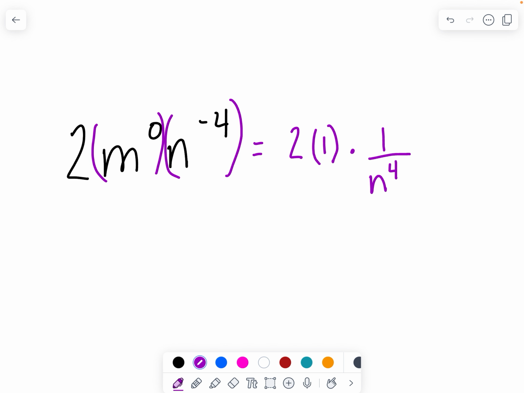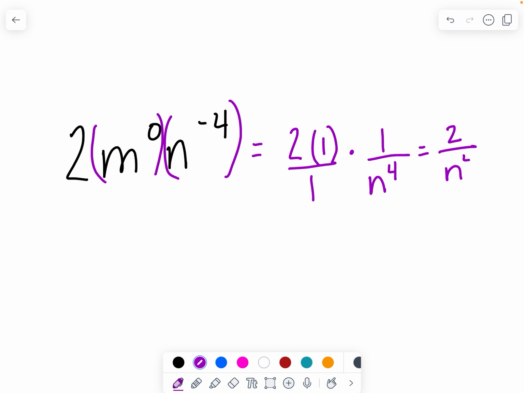And now we need to put all this together. We multiply all the tops together, we multiply all the bottoms together. Now, this doesn't look like a fraction, but this looks like a fraction, and that can be intimidating. So what I do is I make this into a fraction too. And then I multiply the tops together and multiply the bottoms together. So 2 times 1 times 1 is 2. And 1 times n to the 4th is n to the 4th. And that's my answer.